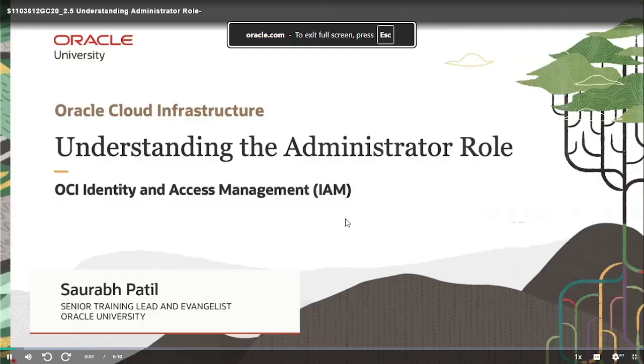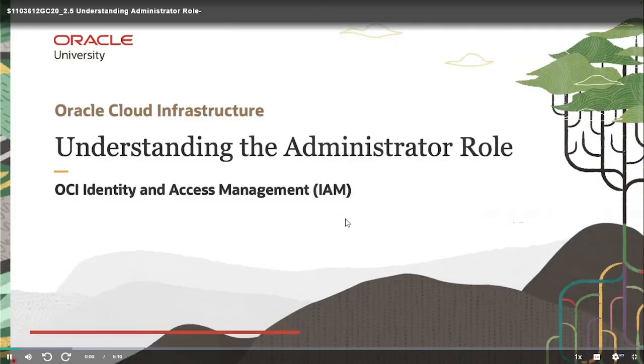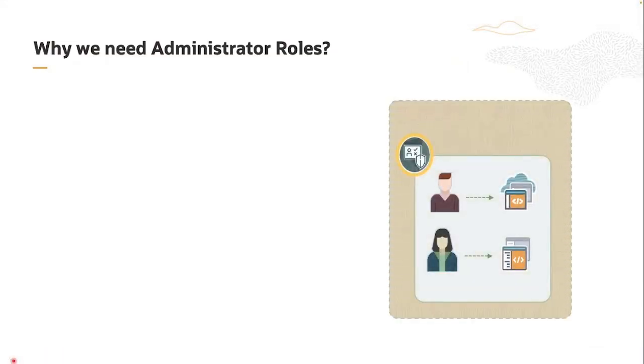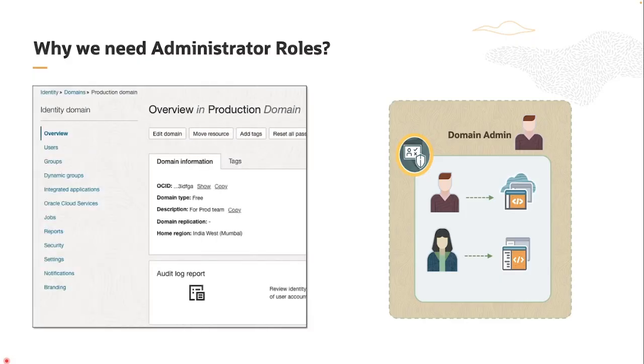Administrator roles in OCI IAM, where we will explore why administrator roles are important and the permissions associated with each role within your identity domain. So let's get started. As we know, when we create an identity domain, along with that, we also create a domain admin. This domain admin is a super user for your domain and also has all super user privileges, which means they can manage users, groups, applications, system configuration or security settings, and also actions related to audit and notification.